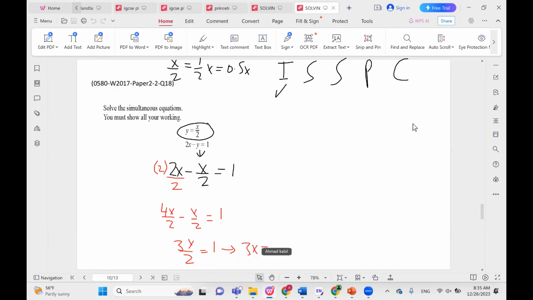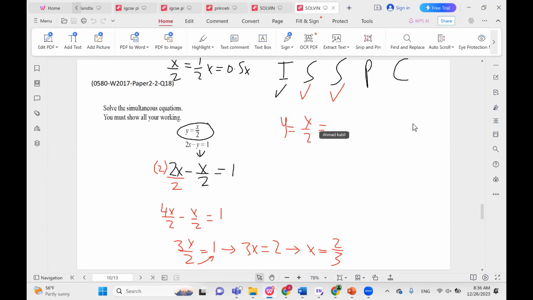3x equals 2. I took the 2 to the other side, and x equals 2 over 3. And that's my answer for x. So we've done substituting and simplifying. Now we need to plug. So I'm just going to use the equation y equals x over 2.